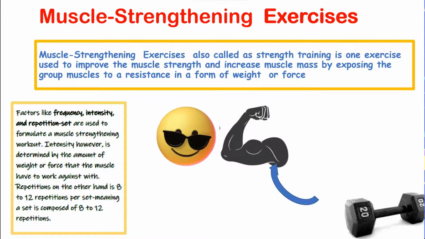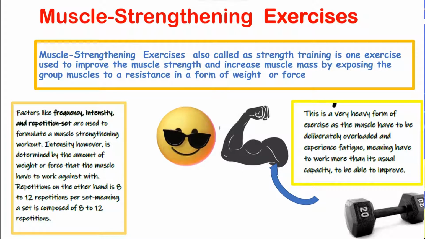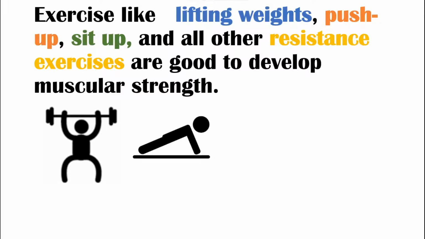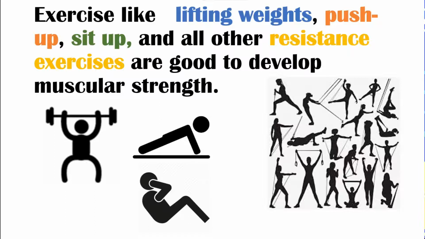Intensity, however, is determined by the amount of weight or force that the muscle has to work against. Repetitions, on the other hand, is 8 to 12 repetitions per set, meaning a set is composed of 8 to 12 repetitions. This is a very heavy form of exercise as the muscle has to be deliberately overloaded and experience fatigue, meaning it has to work more than its usual capacity to be able to improve. Exercises like lifting weights, push-ups, sit-ups, and all other resistance exercises are good to develop muscular strength.